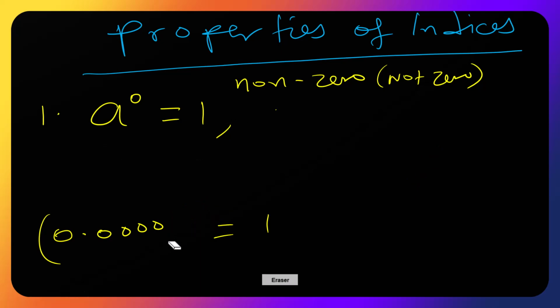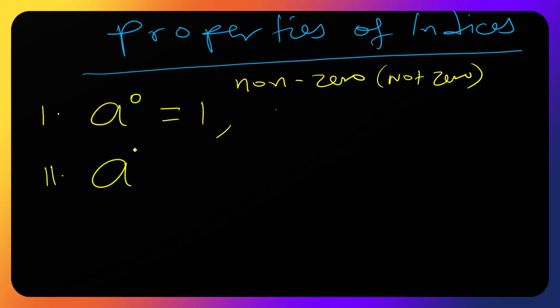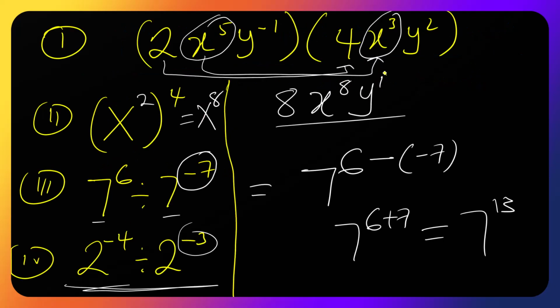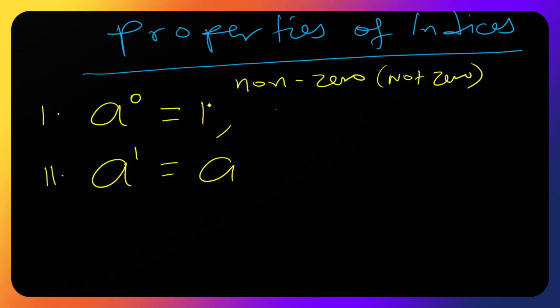It's 1. And the second property has to do with any non-zero number to the power of 1. So you can say a to the power of 1 is a. That is why I said this side, when we prove further, we'll get y here. So we now know that any non-zero number to the power 1 is that number.